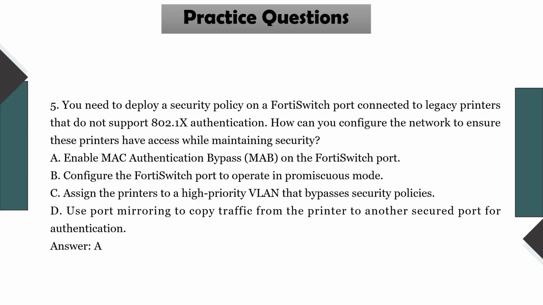B. Configure the FortiSwitch port to operate in promiscuous mode. C. Assign the printers to a high-priority VLAN that bypasses security policies. D. Use port mirroring to copy traffic from the printer to another secured port for authentication. Answer: A.